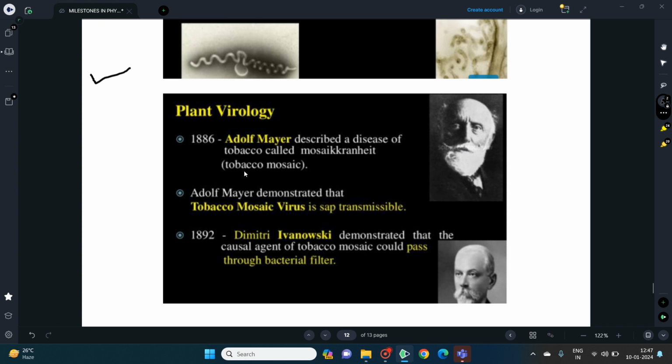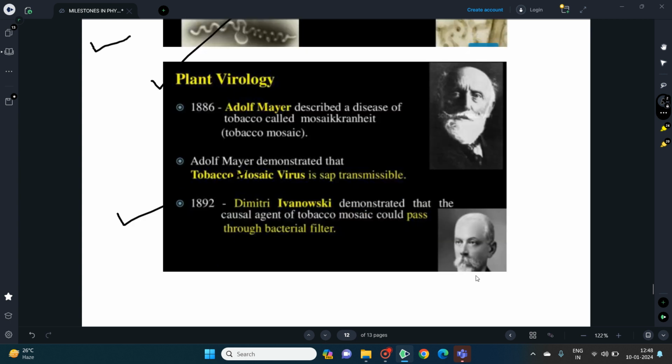And the third history we are going to see is plant virology. In 1886, Adolf Mayer described a disease of tobacco called tobacco mosaic. Adolf Mayer demonstrated that tobacco mosaic virus is sap transmissible. In 1892, Dmitri Ivanovsky demonstrated that the causal agent of tobacco mosaic could pass through a bacterial filter.